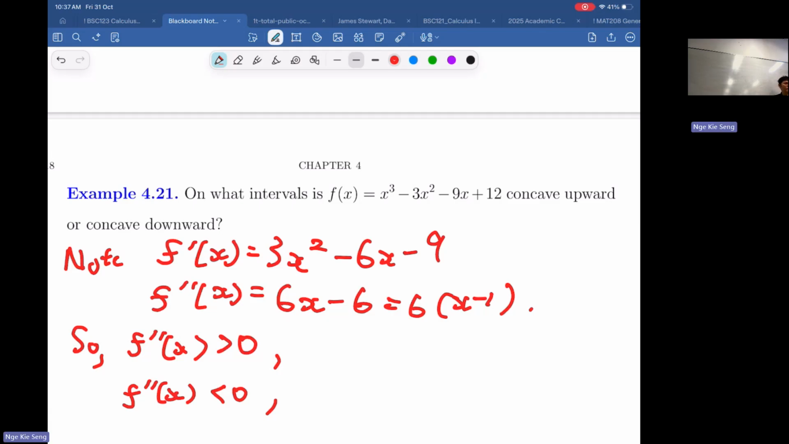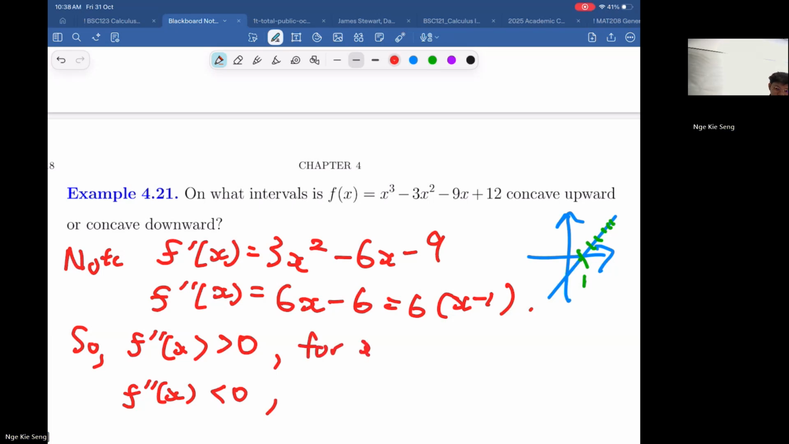So when is x minus 1 greater than 0? As long as x is greater than 1. Maybe you can draw this as well. Either you use the algebra way to think about it or you draw it. If you draw it, the graph is like that. So the positive side is anything beyond x equals 1. So when x is greater than 1, the second derivative is positive, and negative for x less than 1.